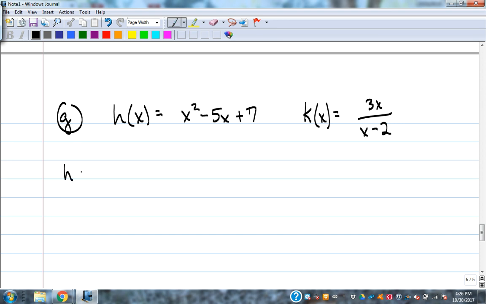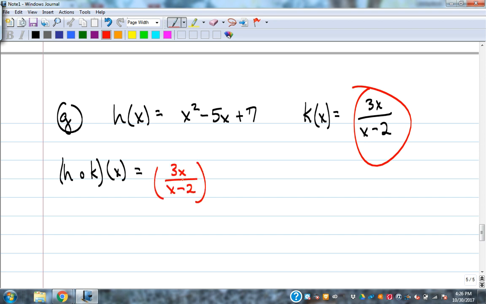And we want to get the function h composed with k of x, get that composite function. So this one's a little ugly because you got a fraction that you're plugging in to another function. So we're replacing x with this big ugly fraction here. So that's 3x over x minus 2, and we're squaring it. And 5 on 3x over x minus 2, and then plus 7.